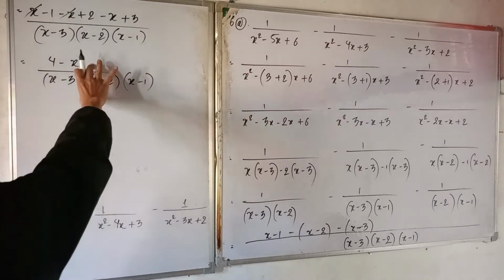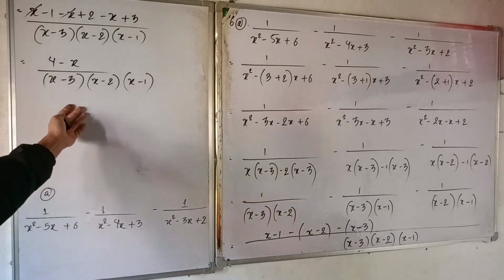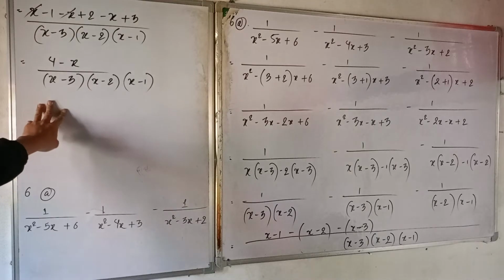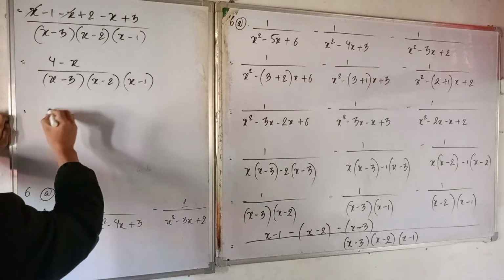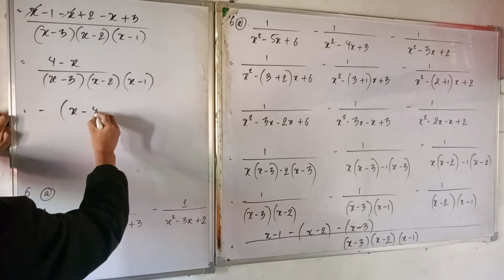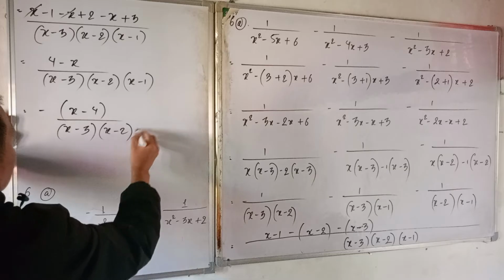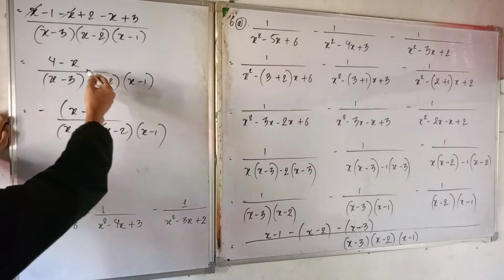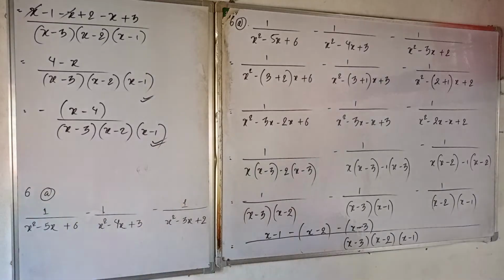You can leave it here, okay, no need to change. The answer will be the same. Perfectly right answer. If you want to put this x variable in the front, then you have to take the minus sign common: x minus 4 over x minus 3, x minus 2, x minus 1. But I suggest you leave it here, or you can present the answer in this way also, no problem. Okay, this is the 6A answer.